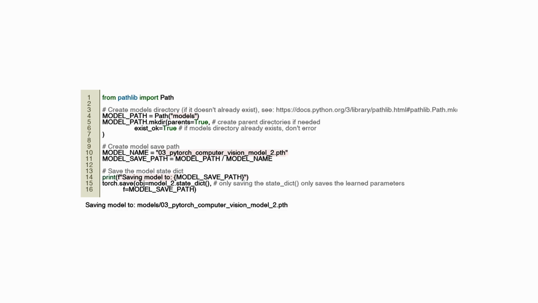Next, the code sets the name of the model as model_name. Then a path object named model_save_path is created by concatenating the model_path and model_name variables using the / operator. This represents the full path where the model file will be saved. Finally, the model state dictionary is saved using the torch.save function. This takes two arguments, obj, which is the model state dictionary, and f, which is the file path where the state dictionary will be saved. The state_dict function is used to retrieve only the learned parameters of the model, rather than the entire model. A message is printed, indicating where the model was saved.